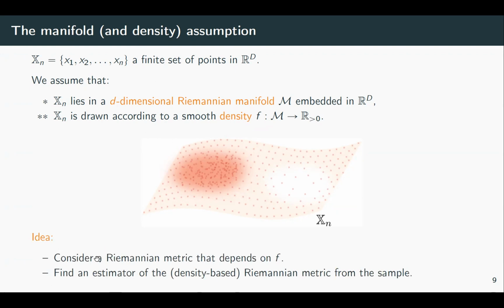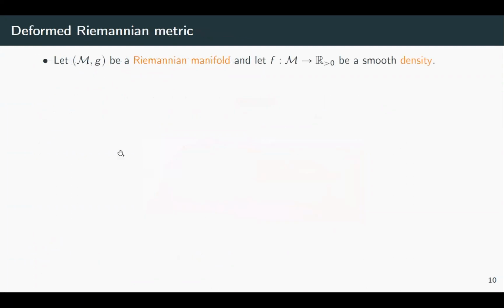We will consider a new Riemannian metric on the manifold that depends on the density. Of course, any choice of Riemannian distance does not change the topology, but it changes the output of the persistent homology computation. So that's why we are interested in different kinds of metrics. And of course, we need an estimator of this distance because we only have the points, the sample, and we don't have all this information, for instance, the density. So let's take a look at this new metric that we're going to consider on our manifold.